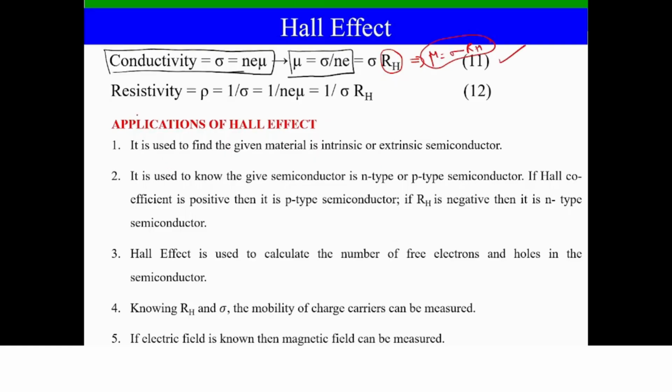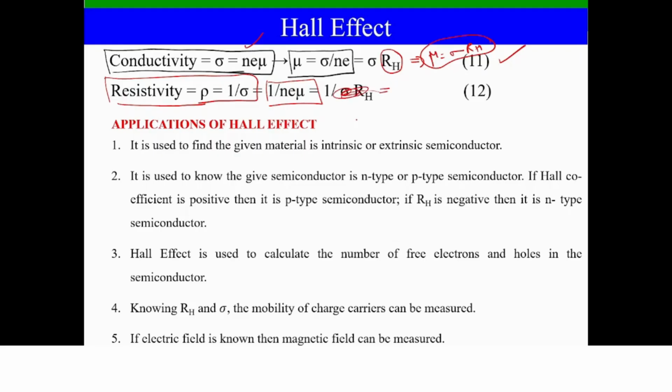Now what we need is the equation for the resistivity. What is the resistivity? The reciprocal of the conductivity is called resistivity. So rho is equal to 1 by sigma. What is sigma? From the above expression, Ne mu. So 1 by Ne mu. So resistivity is equal to 1 by sigma, that is equal to 1 by Ne mu. 1 by Ne means RH. So what can you write here?